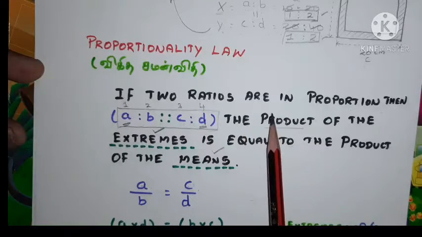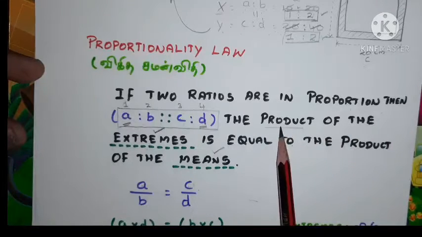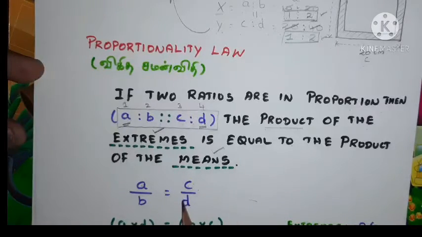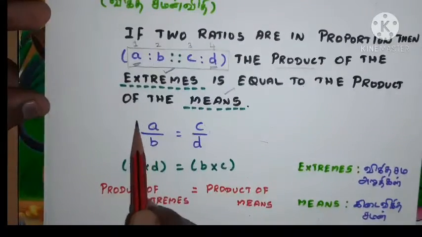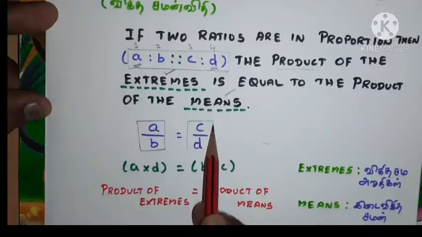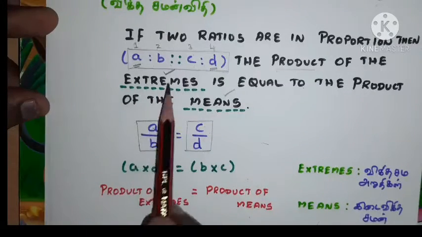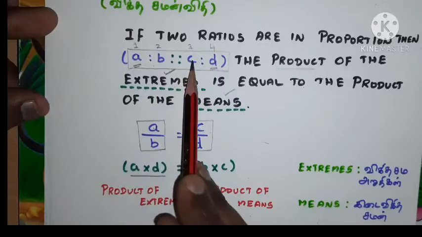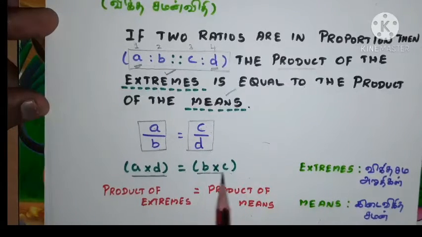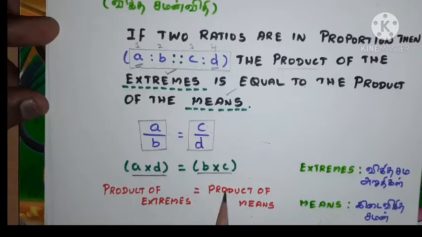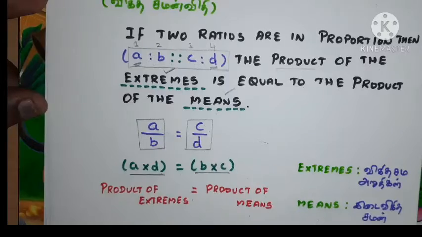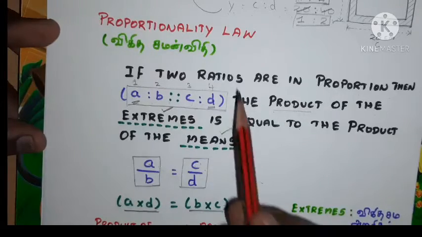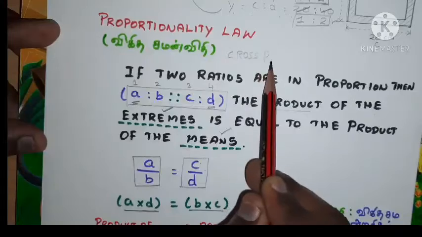If two ratios are in proportion, then the product, meaning multiplication, of the extremes is equal to the product of the means. This was the statement. This can be expressed as mentioned here. I have taken two ratios, A by B is equal to C by D. Now the product of extremes, A into D, is equal to the product of means, B into C. So A into D is equal to B into C. As I said, product of extremes is equal to product of means. This is what we call the proportionality law. In another way, we also call it the cross product rule.